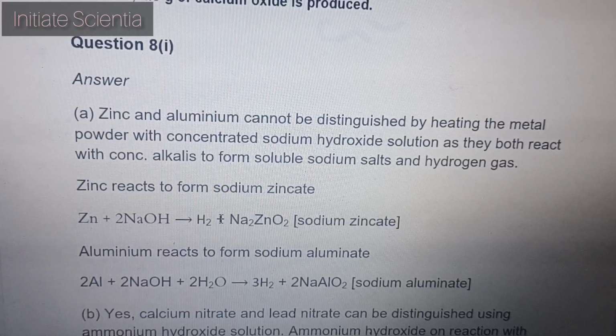Zinc reacts to form sodium zincate. Zn plus 2NaOH gives H2 plus sodium zincate. Aluminium reacts to form sodium aluminate. 2Al plus 2NaOH plus 2H2O gives 3H2 plus 2NaAlO2.